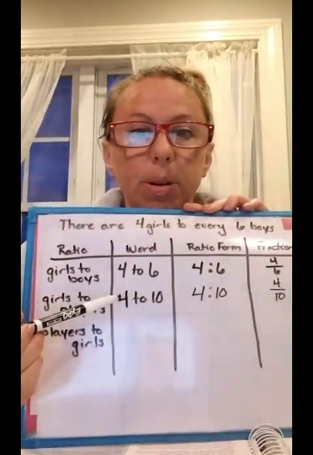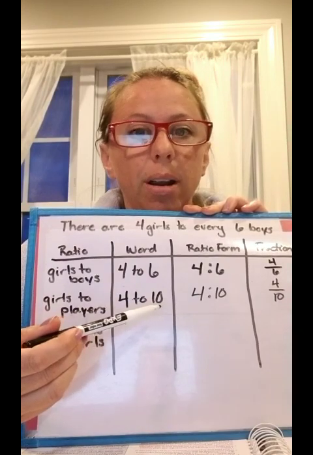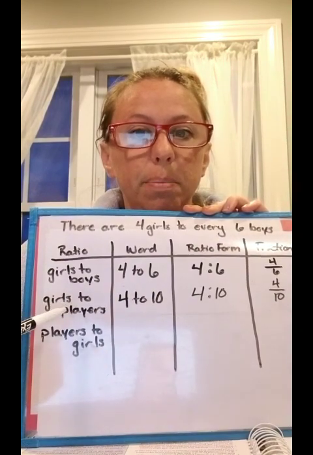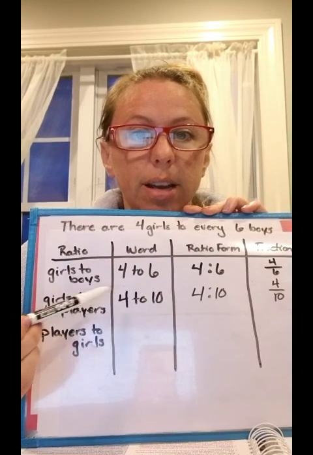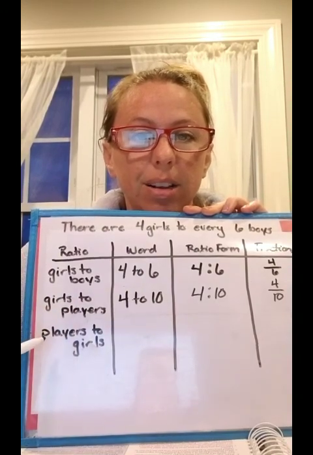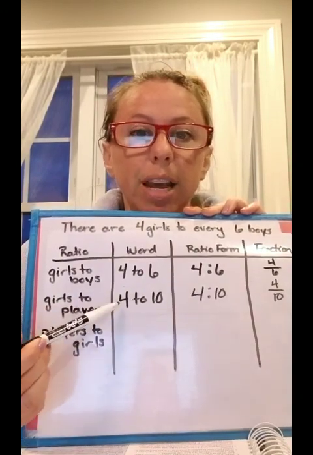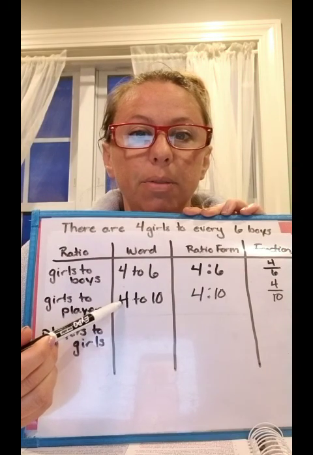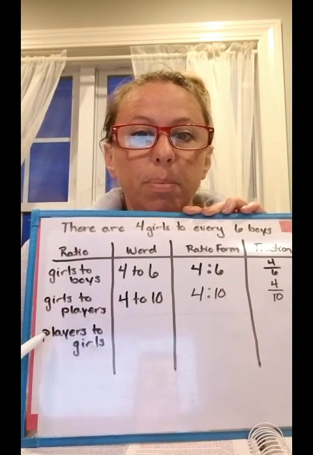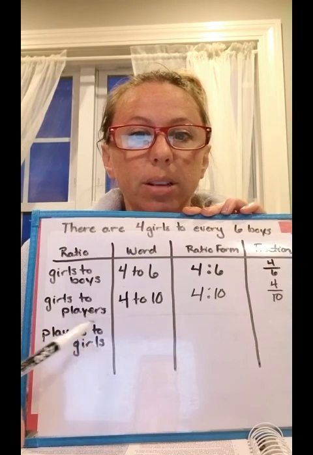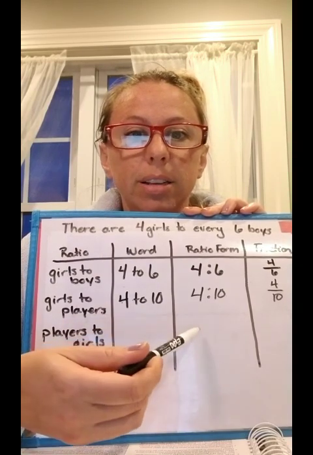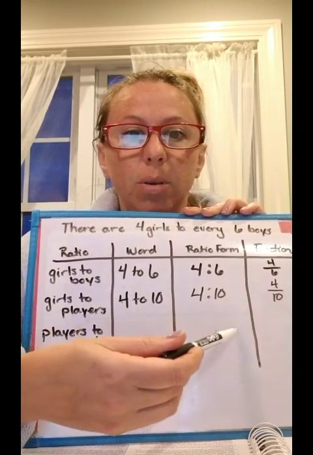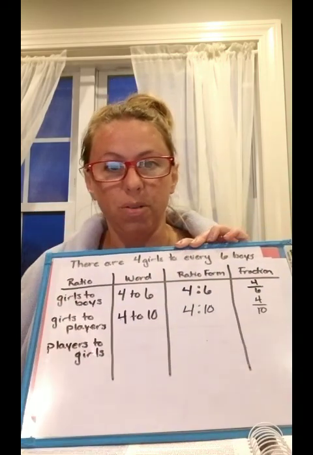Now remember, if you put 10 to 4, I would think you're comparing players to girls, not girls to players. And here it is at the bottom, players to girls. So you would just take these numbers, instead of it being 4 to 10, you're now comparing players to girls. So players comes first, so it'd be 10 to 4, 10 colon 4, and then 10 over 4.